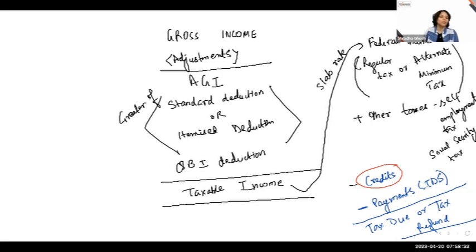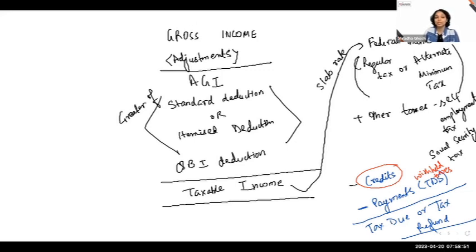And after that, you just see if there are any other withholdings. So in the US, we don't call them tax deducted at source. We say taxes withheld. Withheld taxes. You reduce all of that, and what you get is tax due or tax refund.